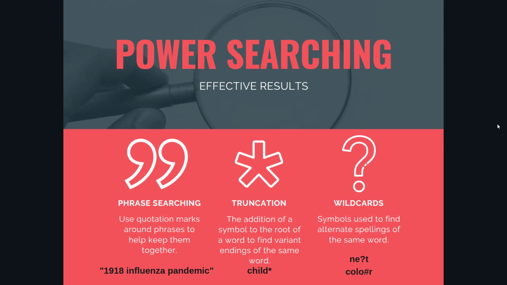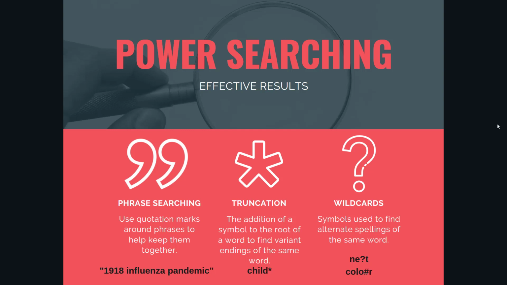As you can see in the example below, if we have 1918 influenza pandemic in a search bar without quotations, it is going to look for each one of those words individually. It's assuming there's an and between each of those words. And so just because those words are in an article, it may not be in the correct reference or relevance to what it is you're actually looking for.